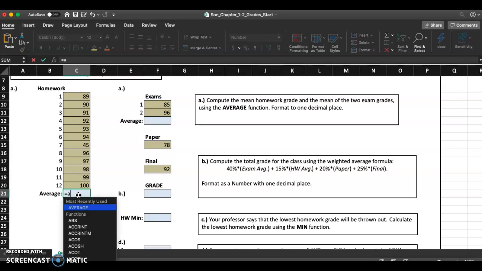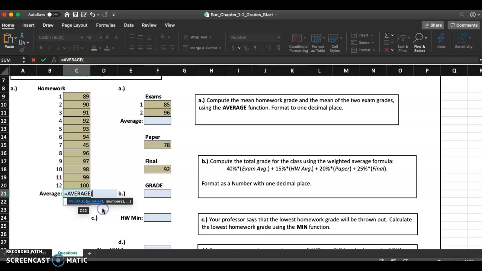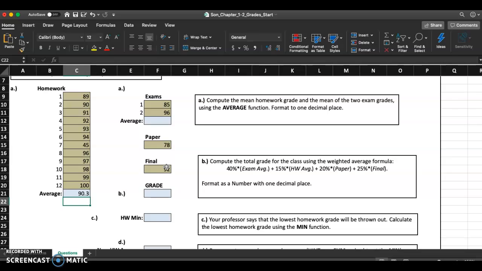Equal sign, AV. I used it before, so it's under my most recently used functions. I double click this AVERAGE function, and it will pop up, and then I'm going to select from C9 all the way down to C20, and I will hit enter. Now the average is 90.3. I'm thinking it should be a little bit higher, but there was that one homework that this person got 45 on. Still an A, 90.3. Let's see if it's formatted as number with one decimal place. So that's good.